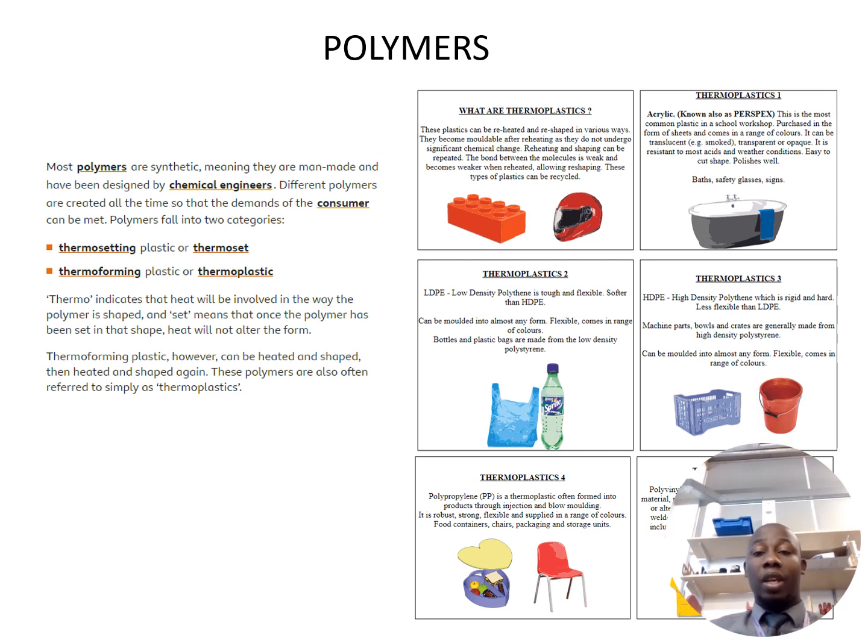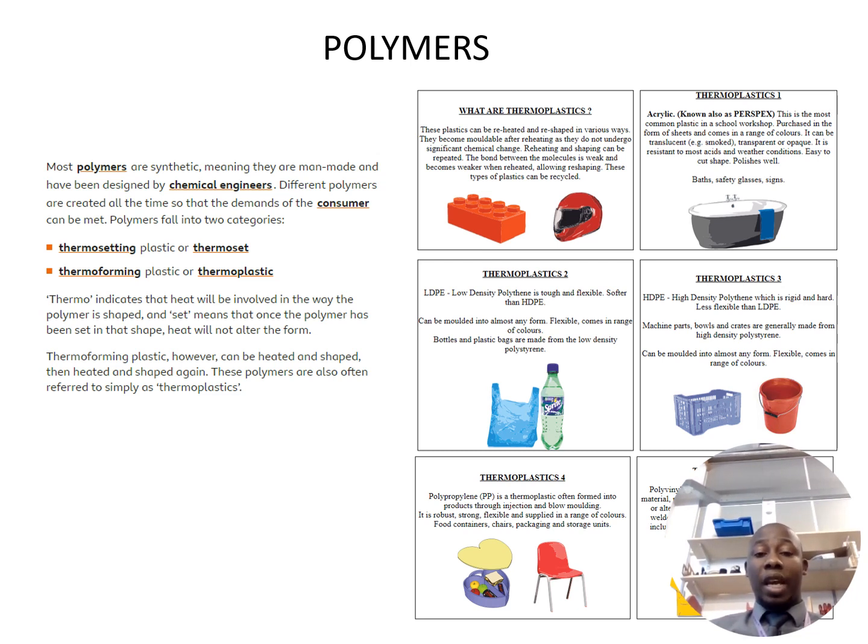remolded again. Examples of the commonly used thermosetting plastic, as you can see on the right hand side, are acrylic, which is the one we use mostly in school. It comes in different colors. It is easy to mold, it's easy to cut, and easy to work with.